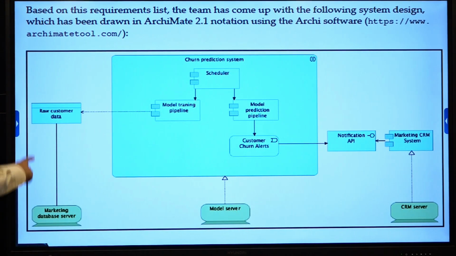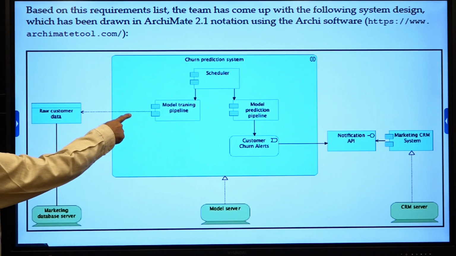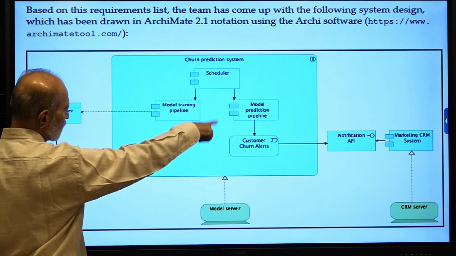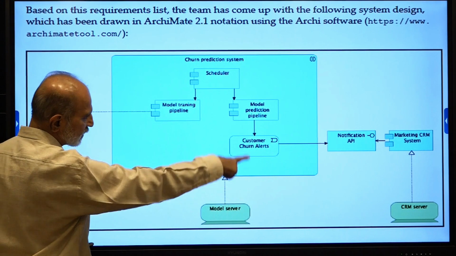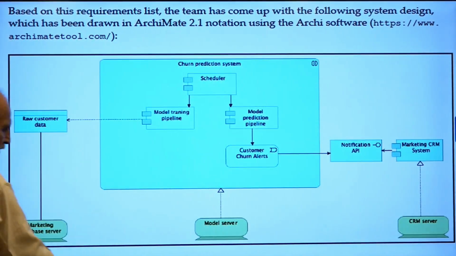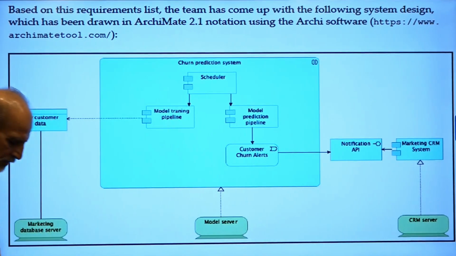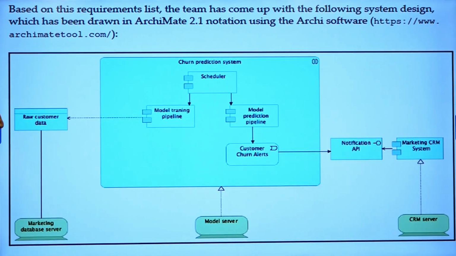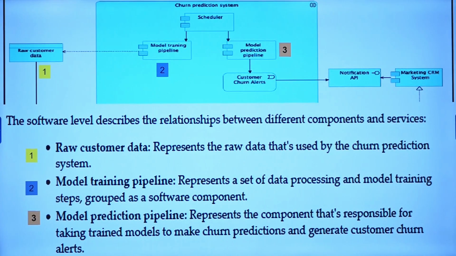So, I have raw customer data, a model training pipeline, a scheduler, a model prediction pipeline, a customer churn alert, a notification API and the marketing department, and I have 3 servers: the marketing database server, the model server, and the CRM server, the customer relationship management server. Now, let us see in detail one by one.